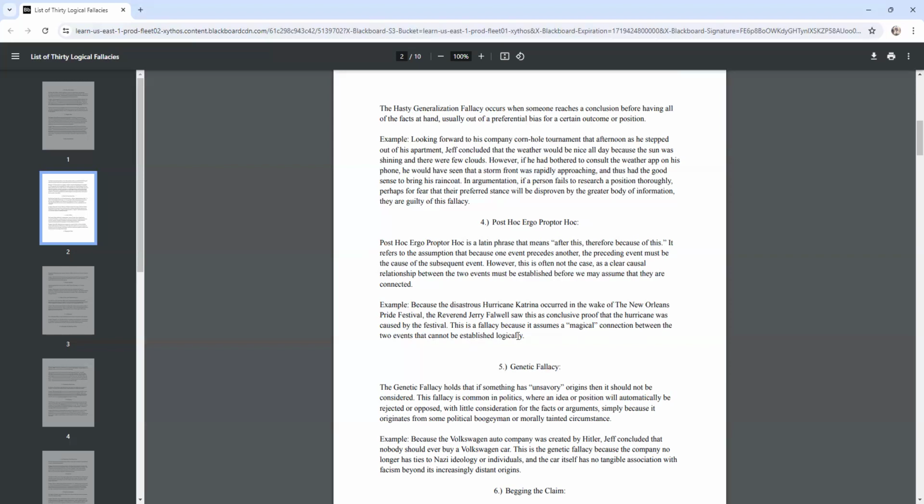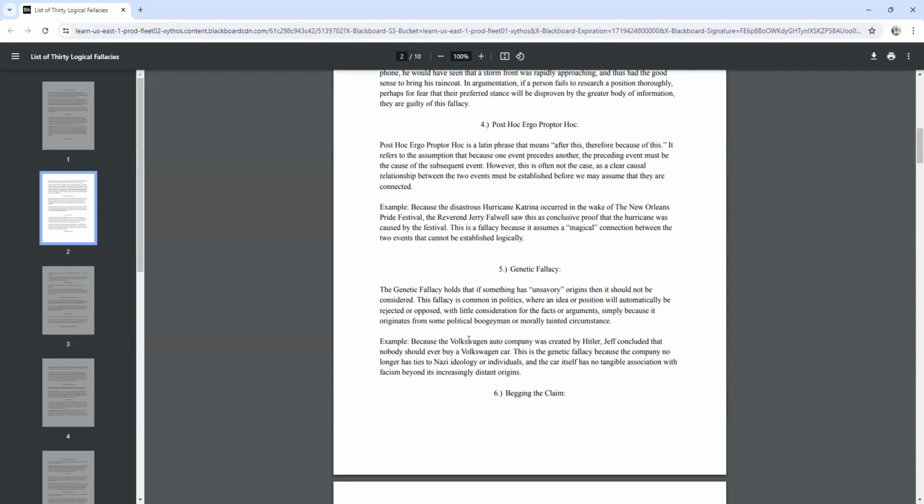Number 5 is the genetic fallacy, right? The genetic fallacy holds that if something has unsavory origins, then it should not be considered. This fallacy is common in politics, where an idea or position will automatically be rejected or opposed with little consideration for the facts or arguments, simply because it originates from some political boogeyman or morally tainted circumstance.